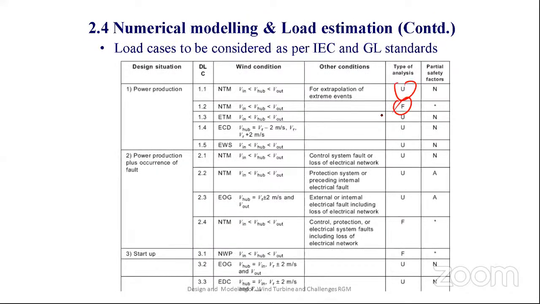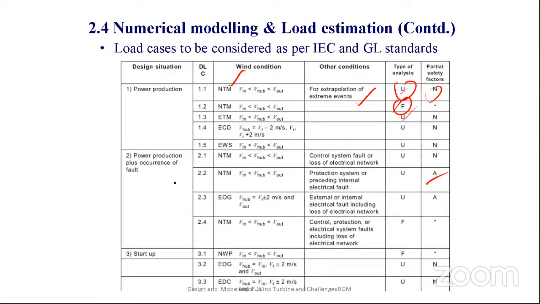The ultimate and fatigue stress means during the power production, how it will be there, the normal turbulence model, and the extreme turbulence model for extrapolation of the extreme events. Then you have ultimate stress and fatigue stress. This is the normal conditions. Okay, this is the abnormal conditions.